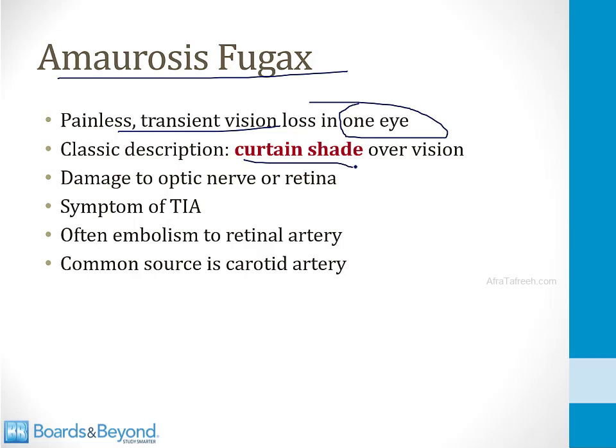This only involves a single eye, so it occurs when there's damage to the optic nerve or retina of one single eye. And it's a classic symptom of a transient ischemic attack, often an embolism to the retinal artery. Commonly the source of the embolism is the carotid artery, so many patients who have carotid artery disease and develop a TIA will have amaurosis fugax as one of the symptoms of their TIA.